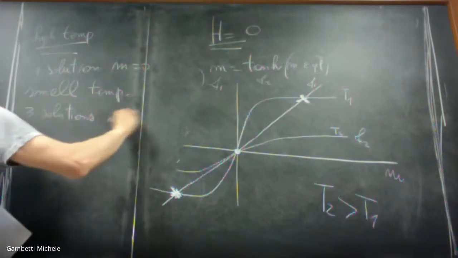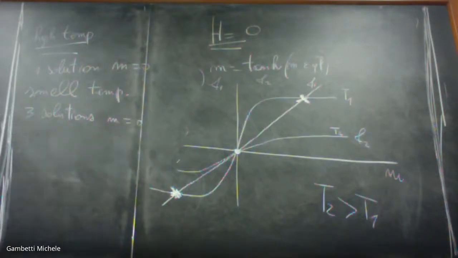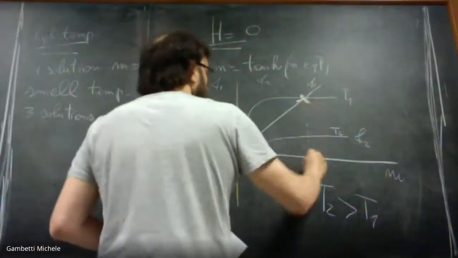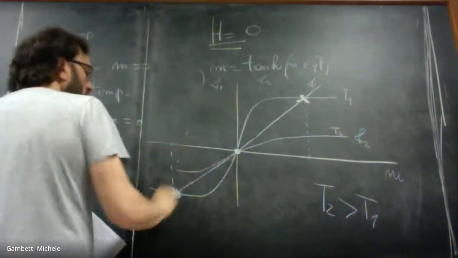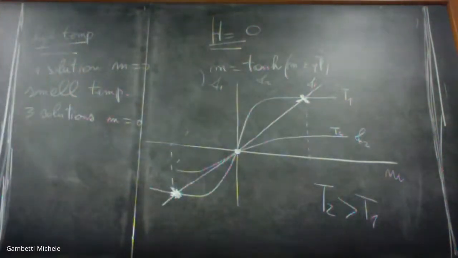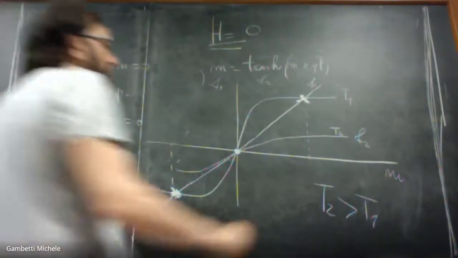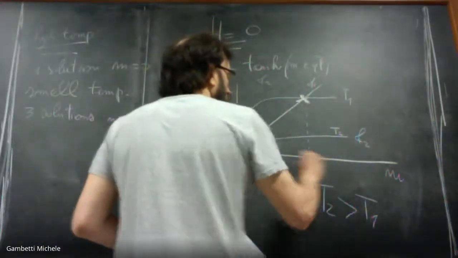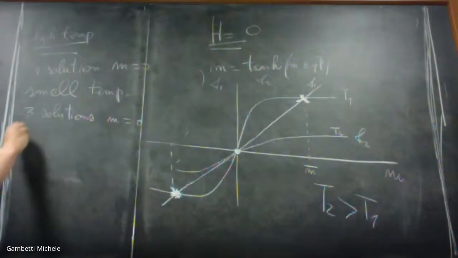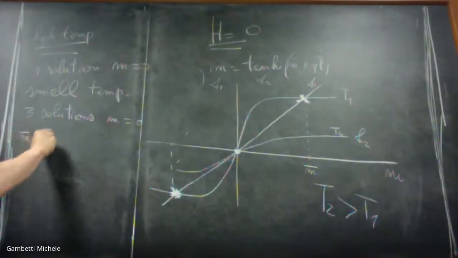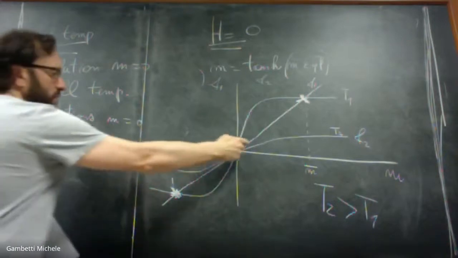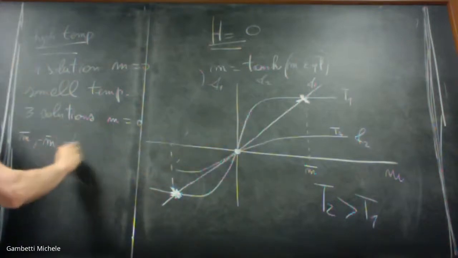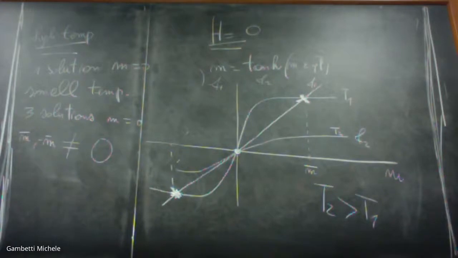One which is m equal to 0 again, and then we have two more solutions which correspond to an average magnetization different from 0. Let's call it m bar. These two solutions are m bar and minus m bar. They are specular with respect to the origin, and different from 0. Now, of course, this is basically the core of the magnetization, the ferromagnetic behavior.